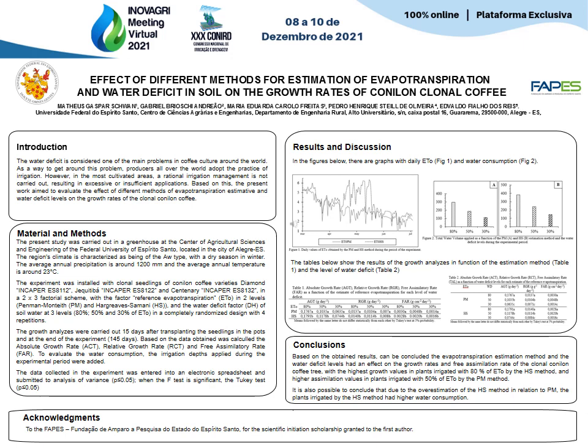It is also possible to conclude that due to the overestimation of the HS method in relation to the PM method, the plants irrigated by the HS method had higher values of water consumption.